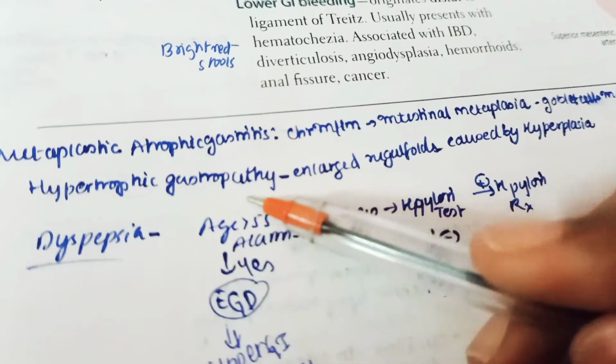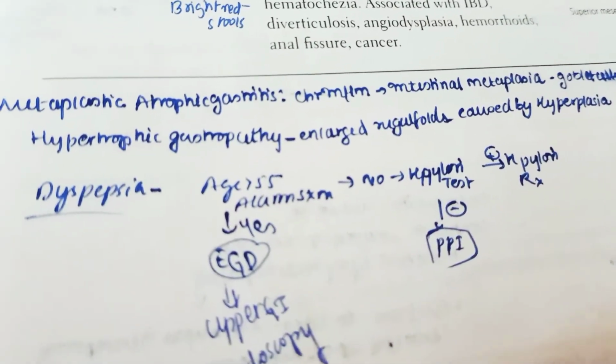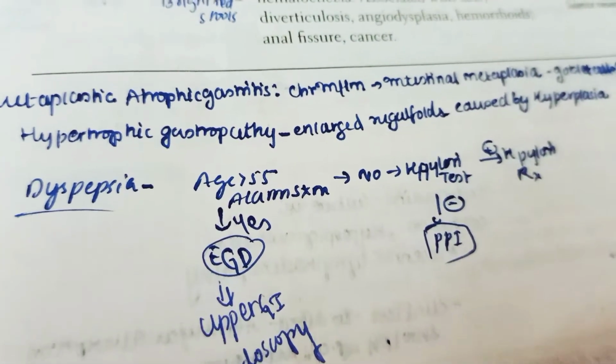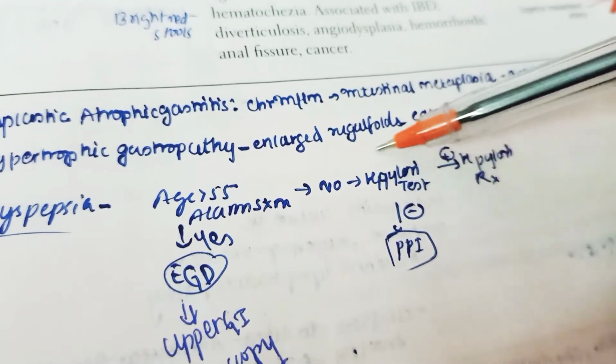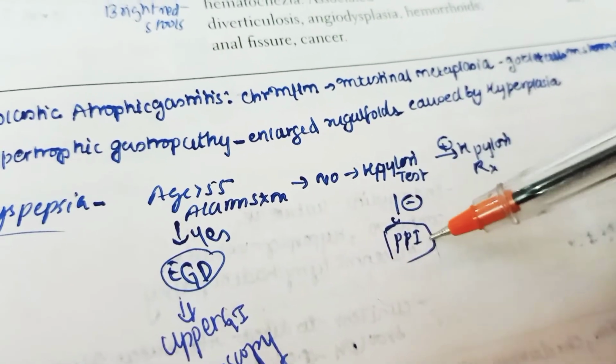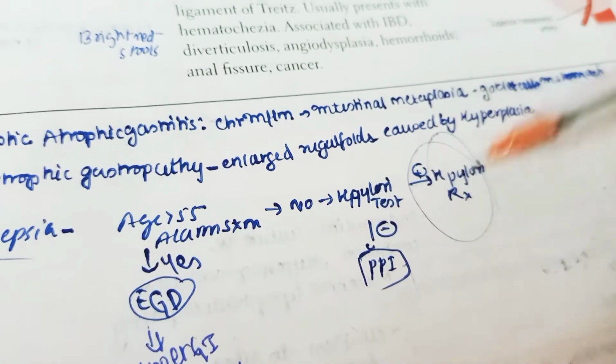Dyspepsia: whenever you see any patient with dyspepsia, if their age is greater than 55 or if alarm symptoms are present, then we need to do upper GI endoscopy. If no, then we should check for H. pylori. If H. pylori is not present, then we can give proton pump inhibitors. But if H. pylori is present, then we need to go for treatment.